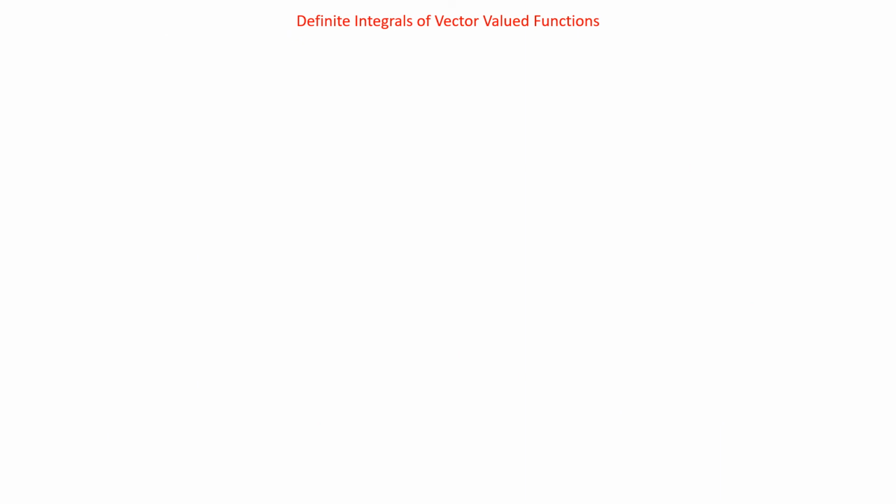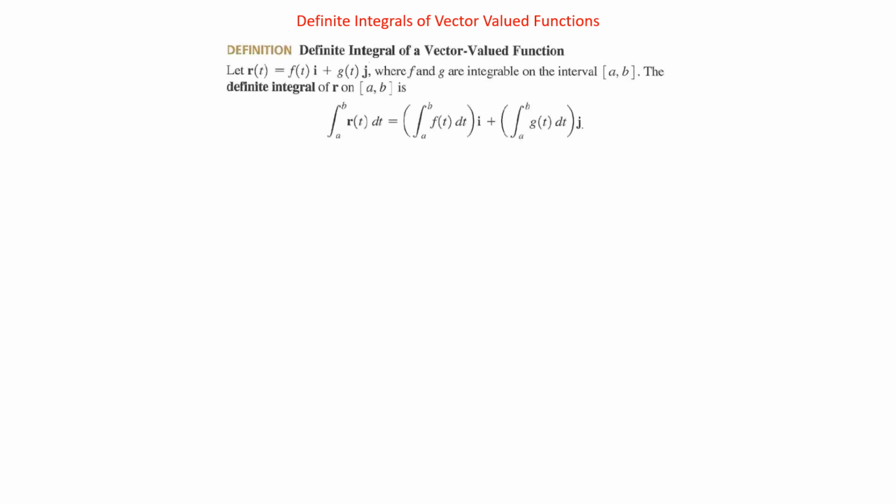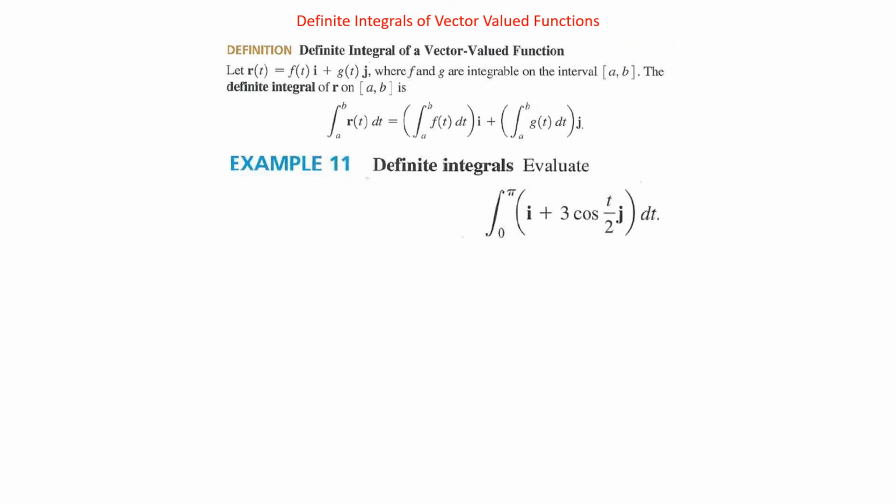So that's integrals. How about definite integrals? Same thing. We just take the definite integral of each piece separately. So we want to evaluate this, i plus 3 cosine of t over 2 j. So this first one's 1. So we're going to have the antiderivative from 0 to pi of 1 dt times i, plus the antiderivative from 0 to pi of 3 cosine t over 2 dt times j. So we can move them like that.